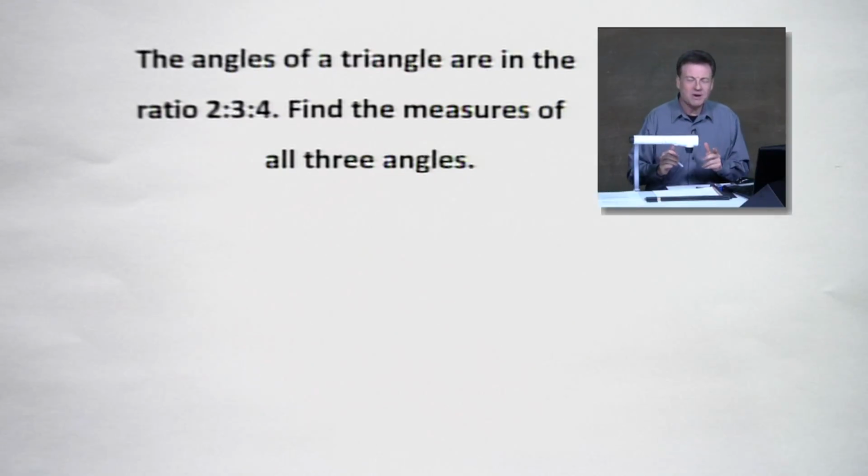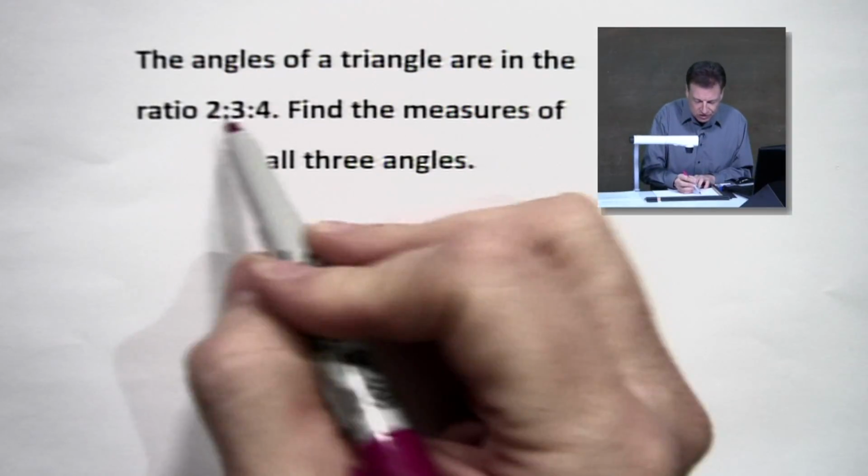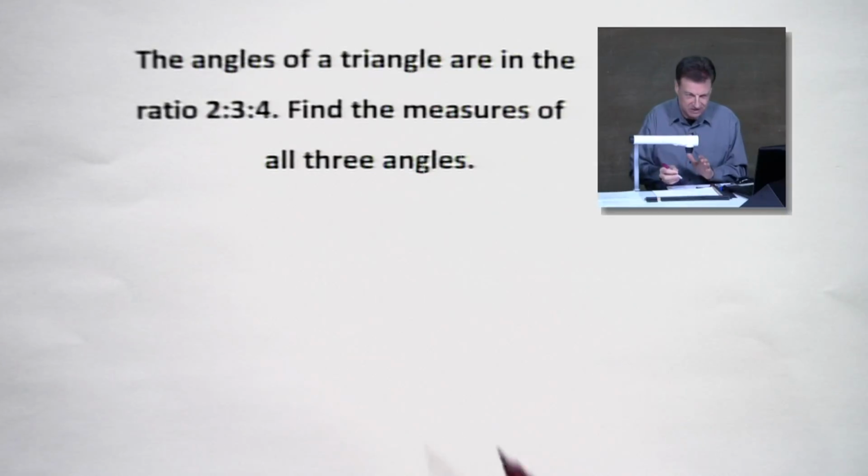But what we've got to remember is, what do those all add up to? In other words, when I change 2 and 3 and 4 into degrees, what do I have to base it on? Well, in a triangle, we have 180 degrees. So let's go ahead and look at that.